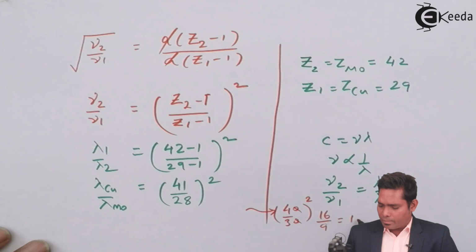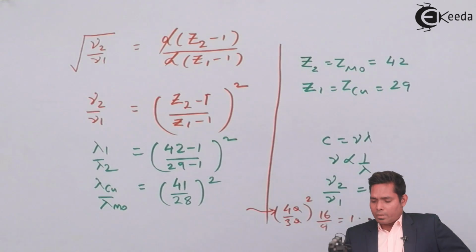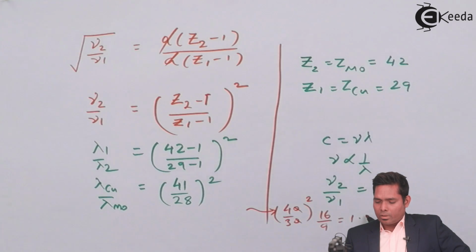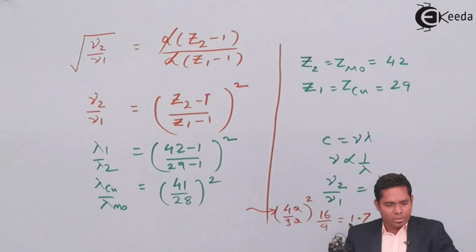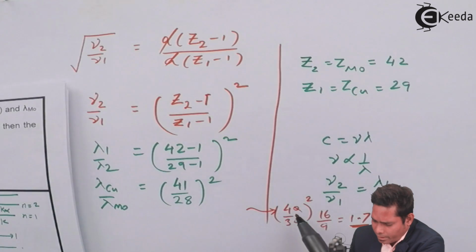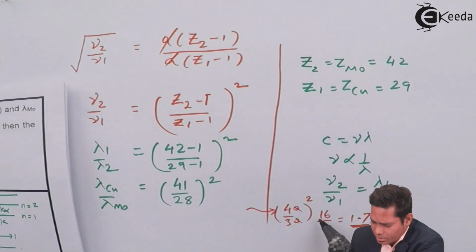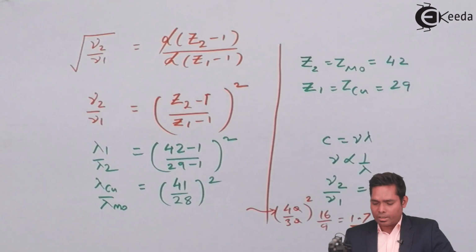That gives approximately 1.7, which is my approximate answer. But because one number is taken a little more and the other is actually less, this number might increase. If it is more than 1.7, then we have two options, 1.9 and 2.1. Then we have to go for exact calculation.